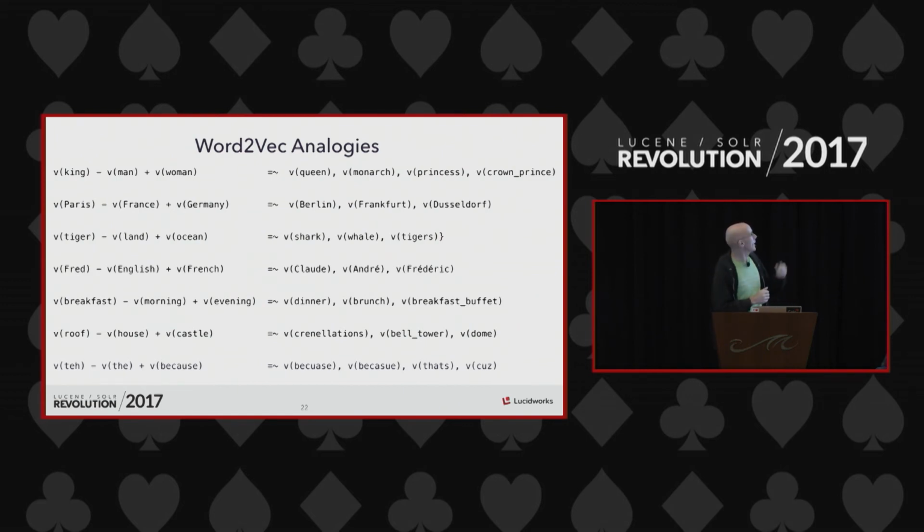But you can get king minus man, so take off the manness from a king and add on the womanness, and you get a queen. But you also get a monarch just nearby that's gender non-specific, and princess. Okay, that's a female kind of like king. But crown prince is actually male again, so not so great. But you can also take the concept of Paris, subtract off France, and add on Germany. What do you get? Berlin. That's pretty cool. That's useful. You also get other cities in Germany that are big.